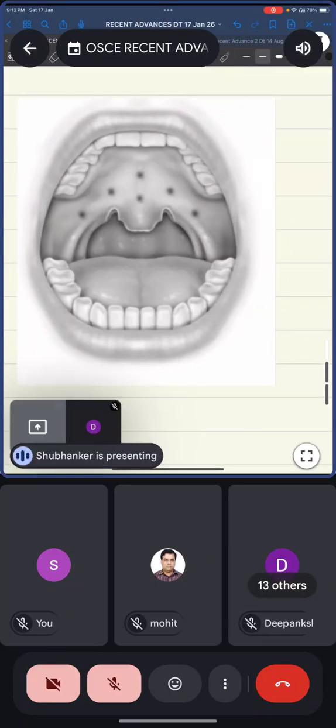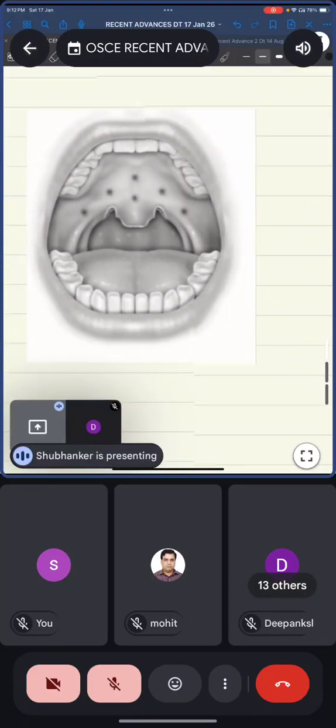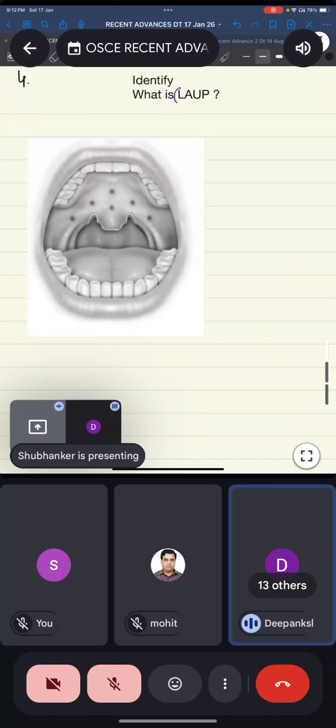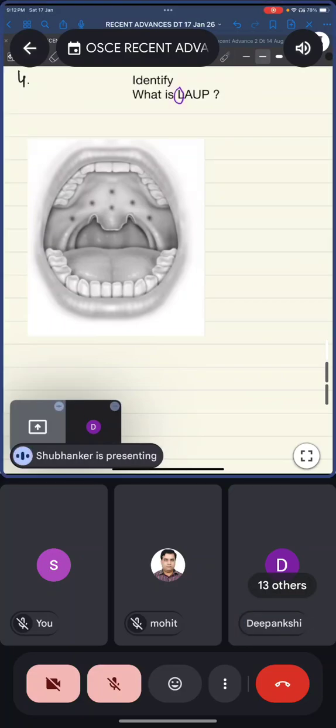Now this is the image given to you. They are saying this is the image, and they are asking what procedure is being performed and what all things are there. Can somebody take a try? Something related to laser only. Laser assisted uvulopalatoplasty. Exactly, doctor. Okay. So this is laser assisted uvulopalatoplasty.